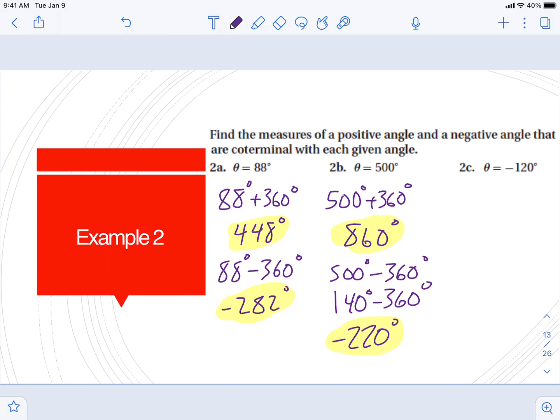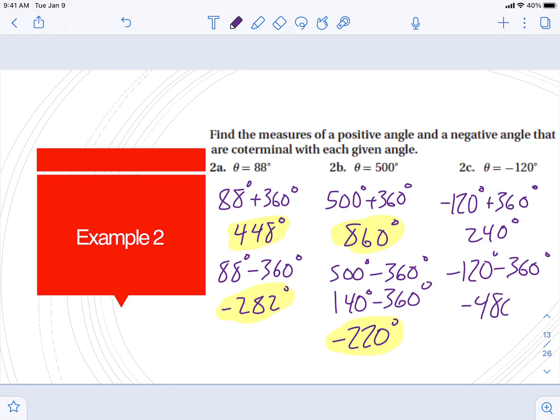All right, and our last one, negative 120 plus 360, that would give us 240 degrees for a positive coterminal angle, and negative 120 minus 360 gives us negative 480, our negative coterminal angle. And you could just keep adding or subtracting 360 to come up with literally an infinite number of coterminal angles. There's no limit to any of these.